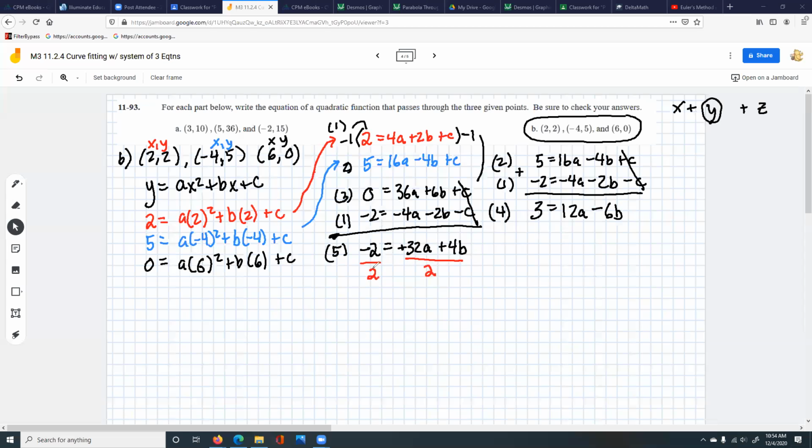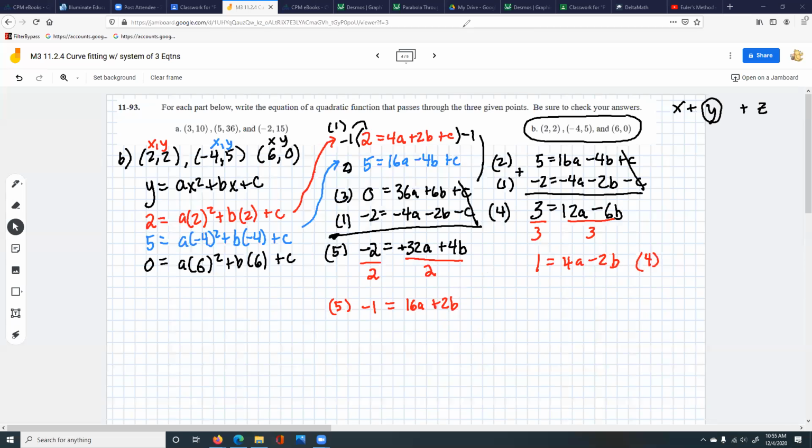Let's go ahead and divide it by 2, right? So 5 is now going to be negative 1 equals 16a plus 2b. Okay, anything cancel yet? No. Let's go ahead and divide this by 3 because 3 goes into all 3 of these. And so I get 1 equals 4a minus 2b. And look, this is a positive 2b and a negative 2b, so that's good. So let's put these together.